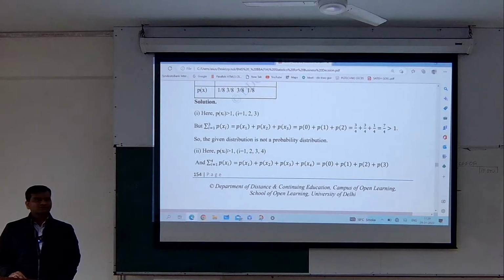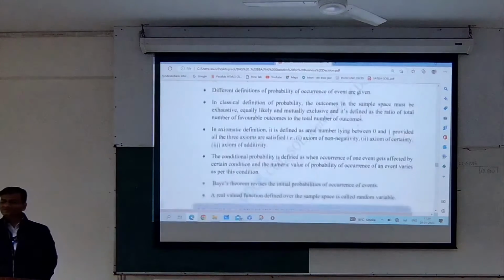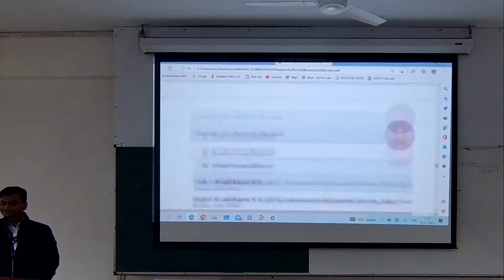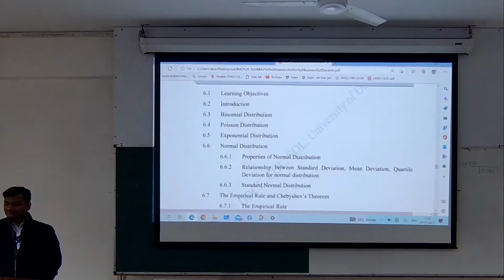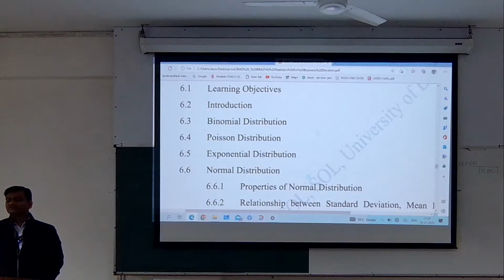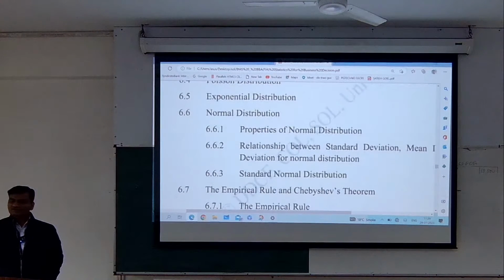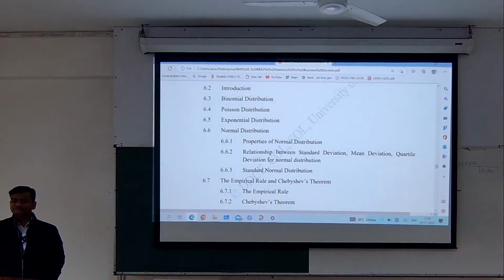Any doubt? So next time we will discuss these distributions, the probability distributions, which you can see in the next chapter. We have these distributions, basically binomial, Poisson, exponential and normal. All these four distributions, their properties, and what kind of questions you may have.